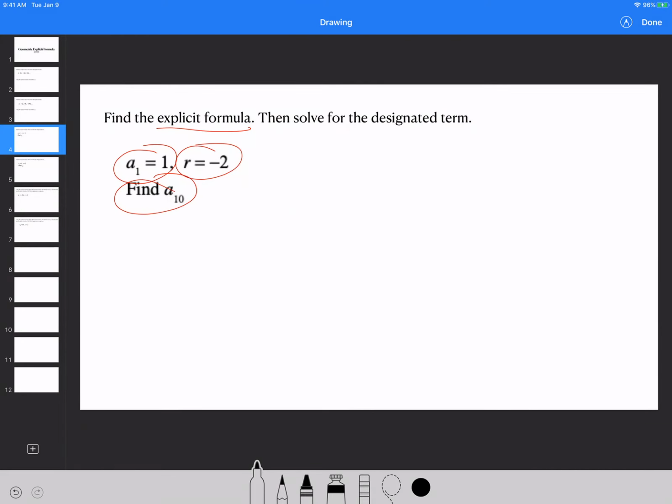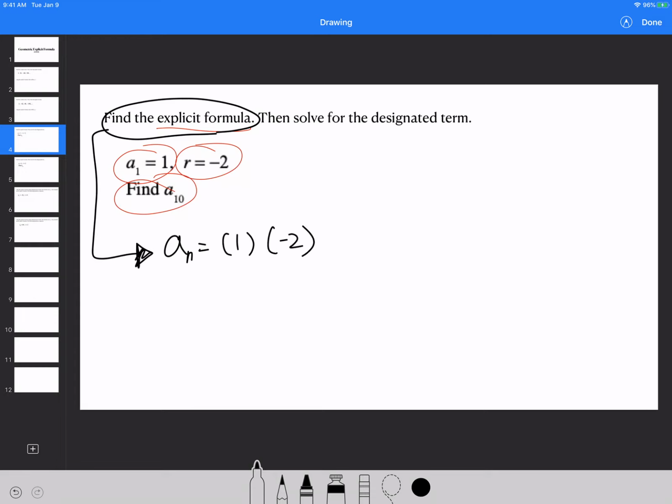Okay, next question: find the explicit formula given the first term and the ratio. This might be a lot easier to do. To first find the explicit formula, you have to write a sub n. If I ask you to find the explicit formula, I need you to write this down: 1 times negative 2 to the power of n minus 1. That's it. Just make sure you leave the n. The n has to be part of the explicit formula when you're asked to solve for the explicit formula.